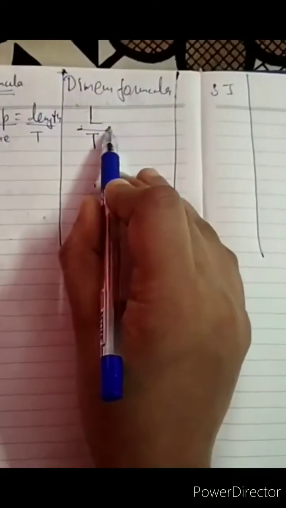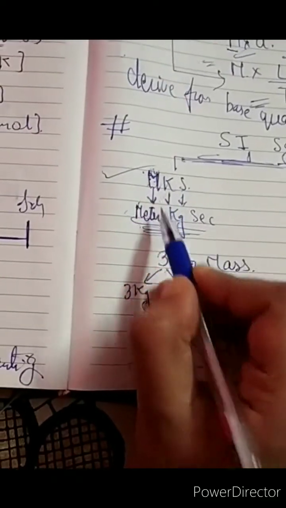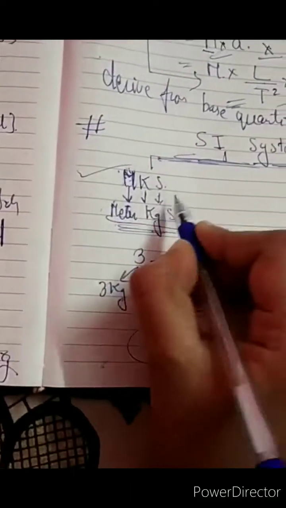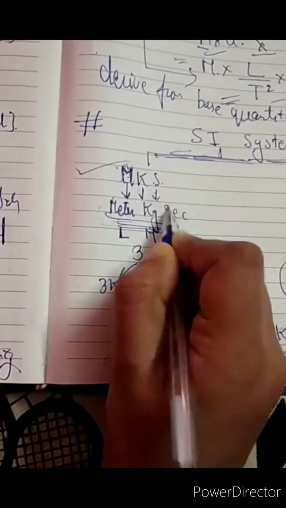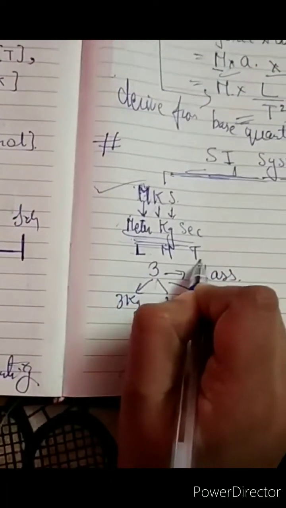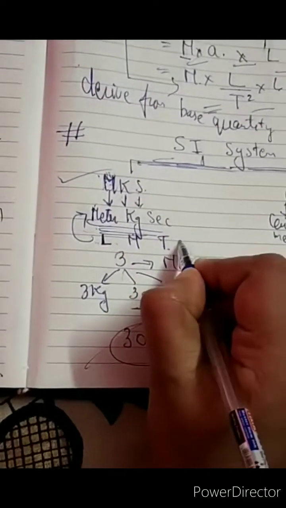We will use the MK system, not the CGS system. So what is L? L can be in terms of what I told you just before. M means meters. It means I'm talking about length. This is my length. Kg means mass and T means time. Base quantities and their SI units. Okay, this is my base.